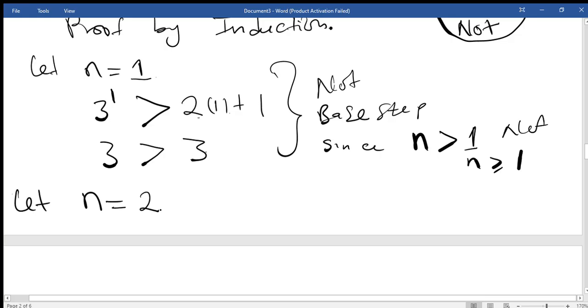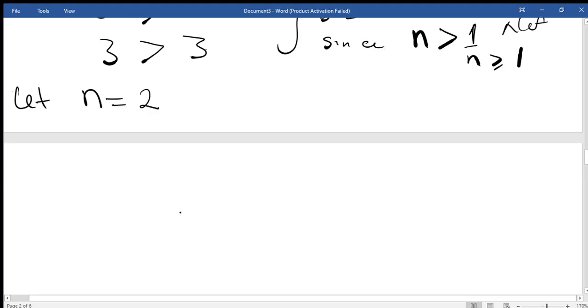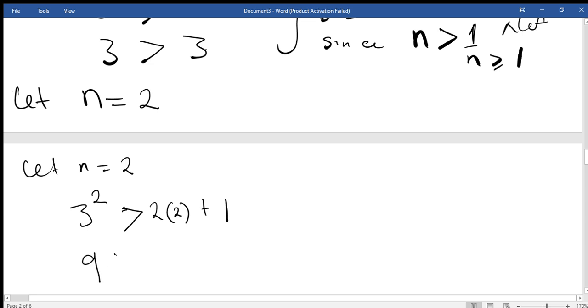If we let n be equal to 2, what is going to happen? We're going to have 3 power 2 is greater than 2 multiplied by 2 plus 1. So the left hand side, 3 squared, is 9, greater than 4 plus 1, which is equal to 5. Is it true that 9 is greater than 5? Yes, it is true. This is a true statement.